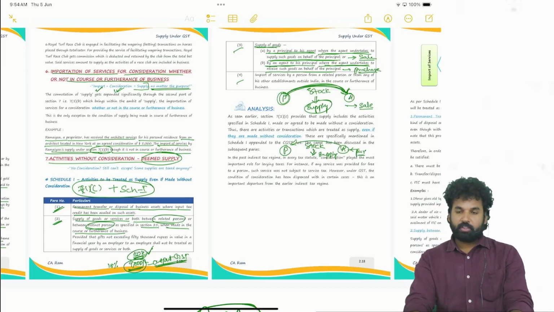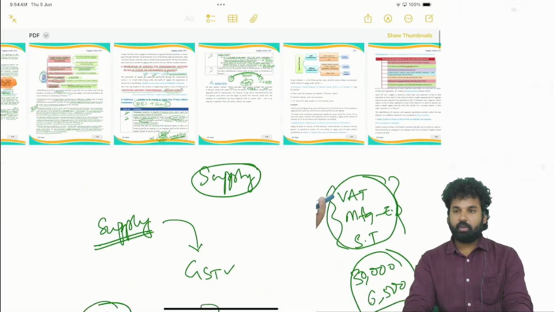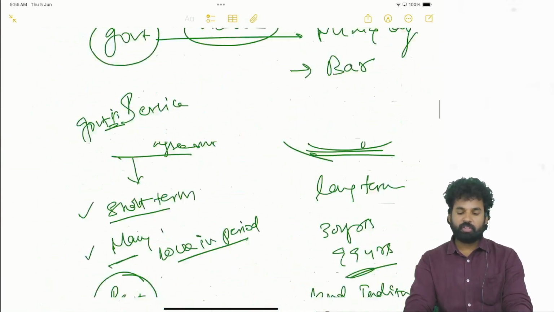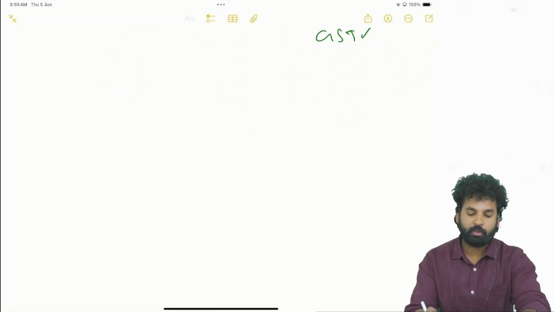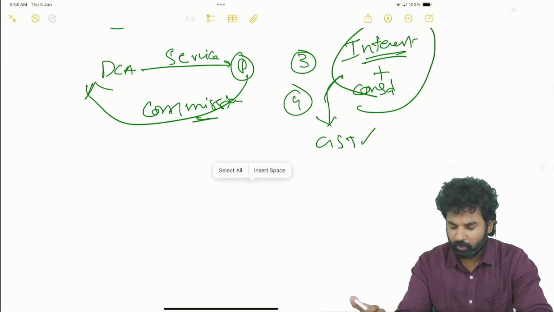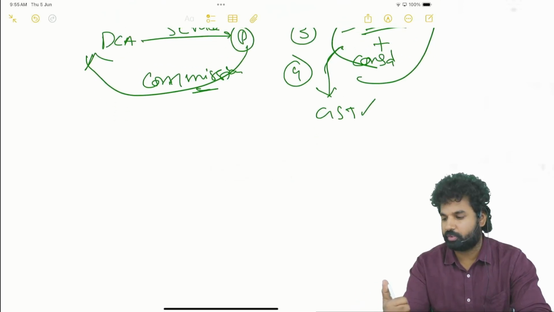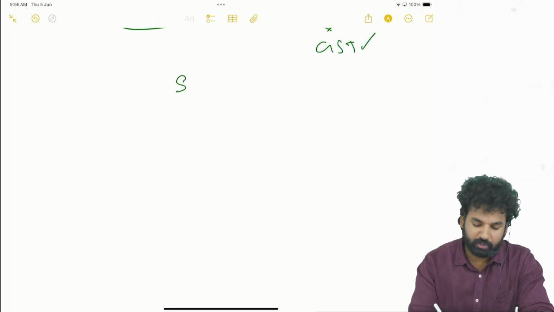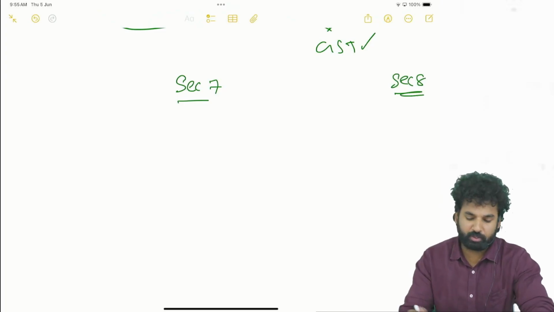Yesterday we started with the concept of supply, correct? So in that we have seen the overview of the section. In that section, how many subsections are there? Section 7, correct? In this chapter, supply under GST, we will discuss two sections: section 7 and section 8.